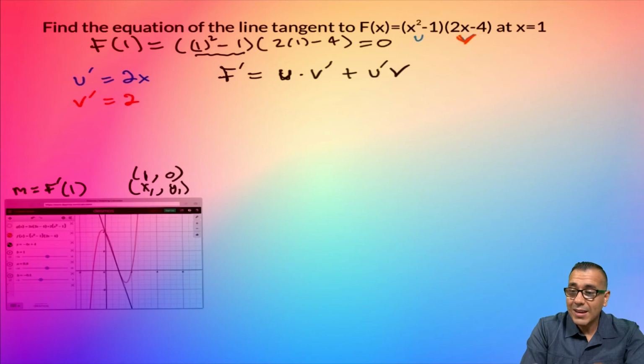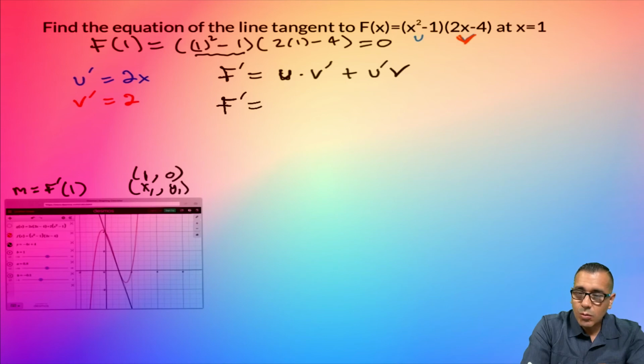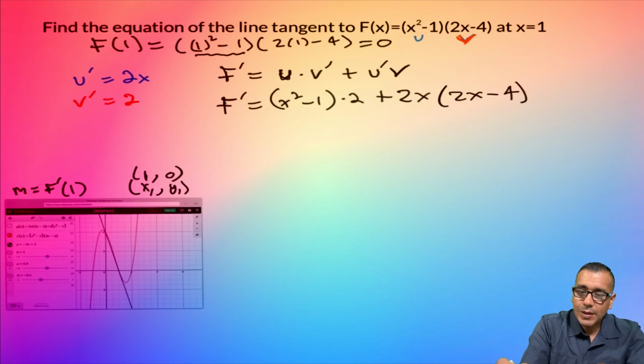So let's plug all that in to get our derivative. So f prime equals u, which is x squared minus 1, times v prime, which is 2, plus u prime, which we said is 2x, times v, which is 2x minus 4. And there's our derivative. And remember what we're interested in. We're interested in the derivative. So this will work for any x. So you give me an x value, and this will tell me the slope at that point with the x value of whatever it is that you give me.